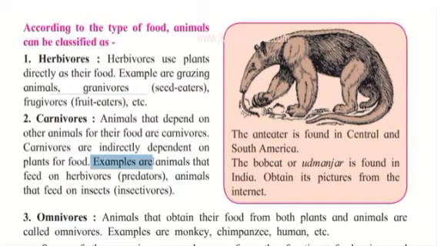Examples are animals that feed on herbivorous animals; they are called predators. Animals that feed on insects are called insectivorous. Here is a picture of the anteater, which is found in Central and South America. The bobcat or woodmunger is found in India. You can find out more about it from the internet.